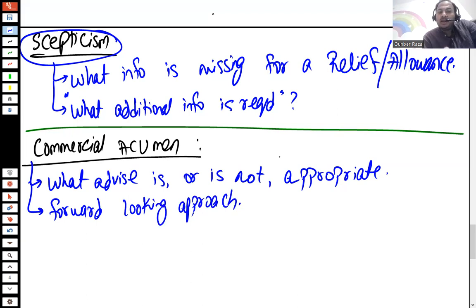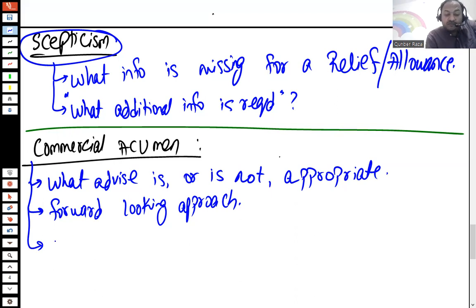So, for example, different things could have different implications. And to avoid the implications, for example, what will be the convenience from a future perspective? If in future this arrangement remains the same, what will be the consequences? If in future this arrangement does not continue, what will be the consequences? So this is a kind of commercial acumen which the examiner expects.